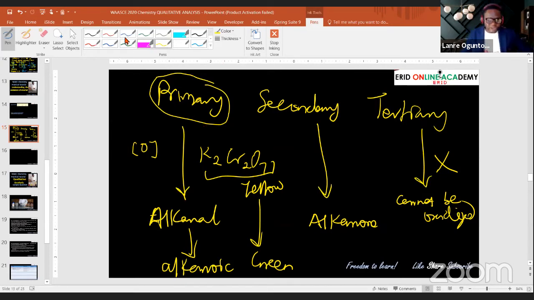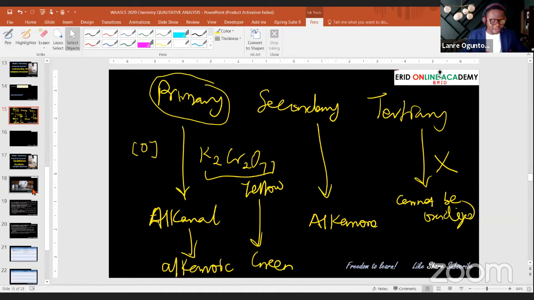I want somebody to reiterate this, to re-explain the oxidation of alcohol. Let me know if you got the explanation. Who wants to explain it to us? You can use what's on the slide here to explain. Yes, someone quickly. What do you understand by the oxidation of your alcohol? Yes, somebody quickly.